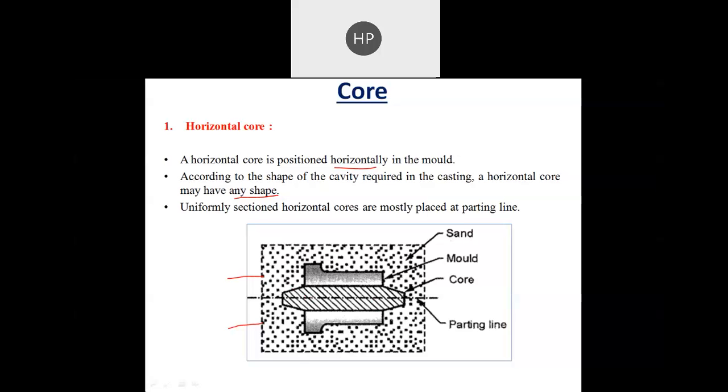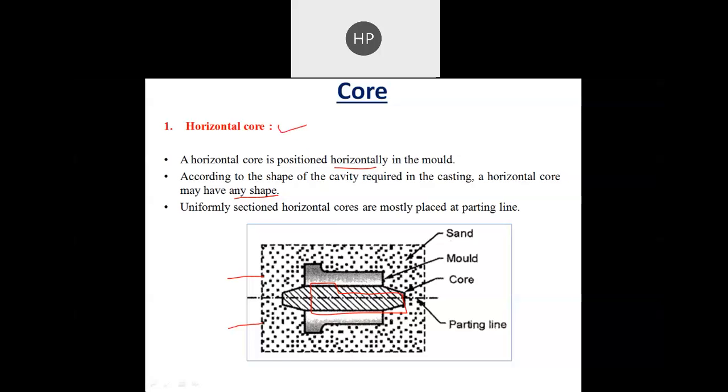Sometimes we may have a core shape like this. Though it is horizontal, it is not symmetrical, but such a shape can also be fixed, and such horizontal cores are also used in casting. So that is the first type of core, the horizontal core.